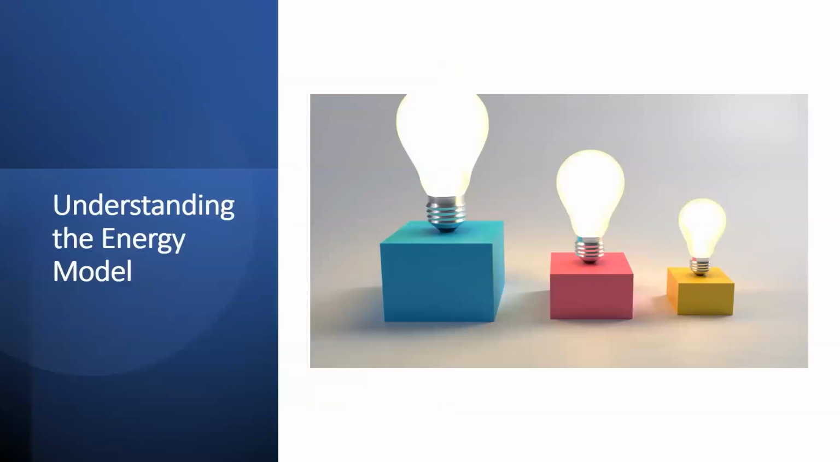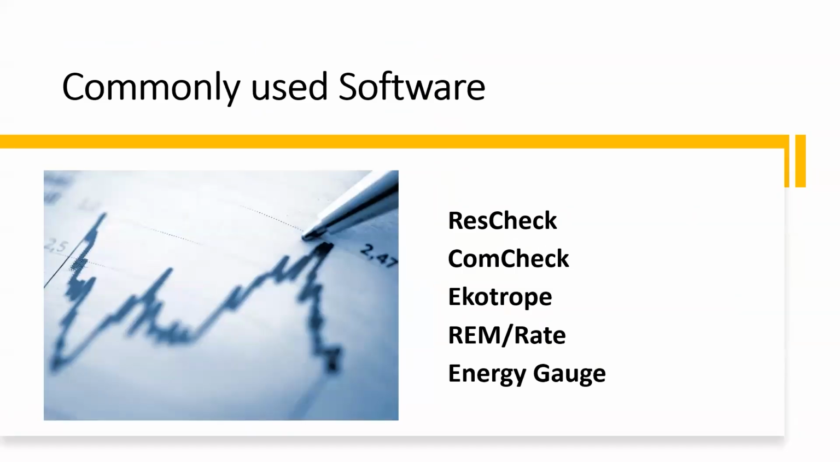So, understanding the energy model. Before we get started talking about grading of insulation, we need to first talk about the energy model and why and how it works. To do that, we need to talk about the software being used. We've talked about these before. We've got ResCheck, ComCheck, Ecotrope, Rim Rate, Energy Gauge. There are always new ones on the horizon that may be coming out that help third parties verify these things easier in the field in real time.